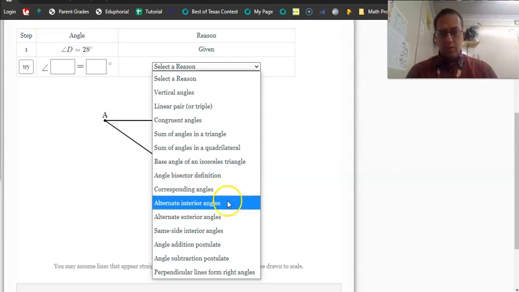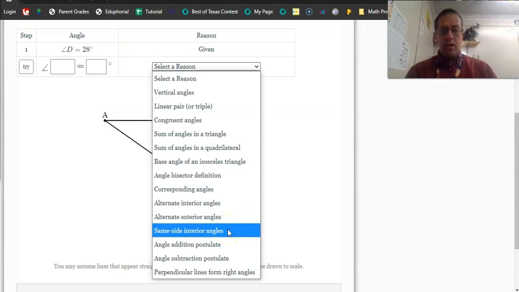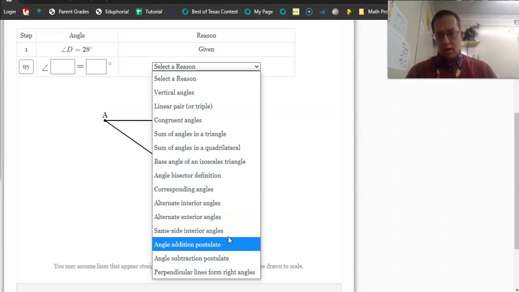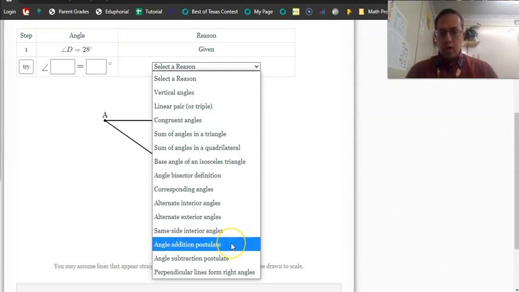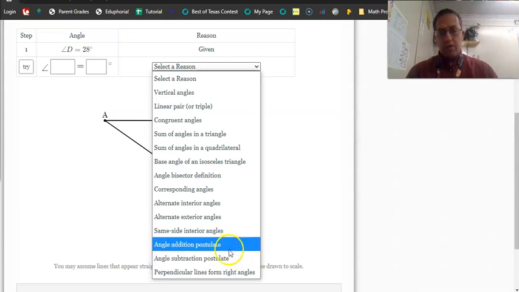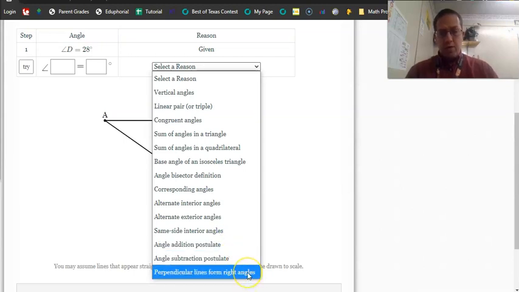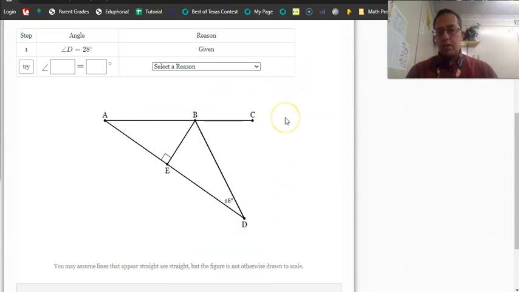Corresponding angles are congruent. Alternate interior angles are congruent. Alternate exterior angles are congruent. Same side interior angles are supplementary. It doesn't have same side exterior on this one, but if it does, same side exterior angles are also supplementary. You can add two angles together. You can subtract them if they're adjacent. This is only if they're adjacent. And perpendicular lines form right angles. All right? So they're 90 degrees. So that's all of the different things that you should be using on this. It's not too bad.